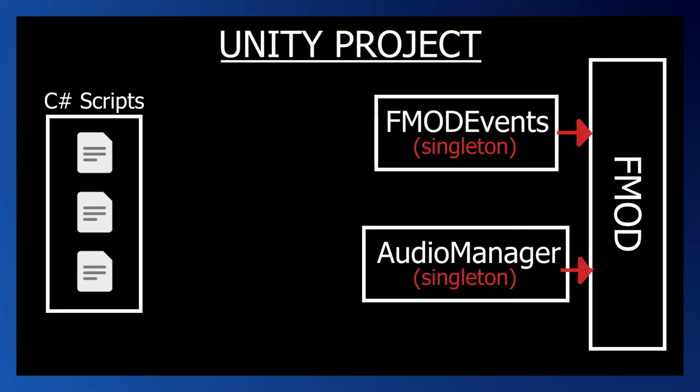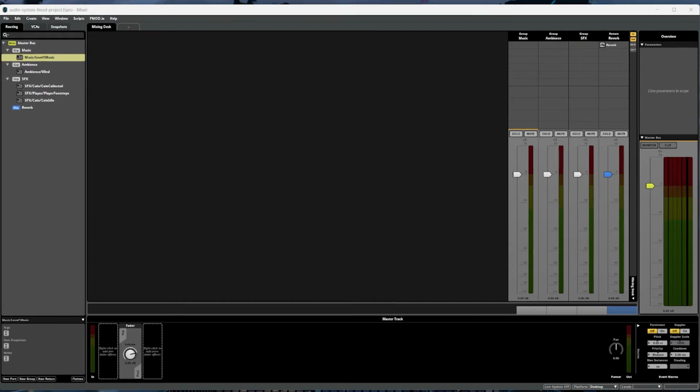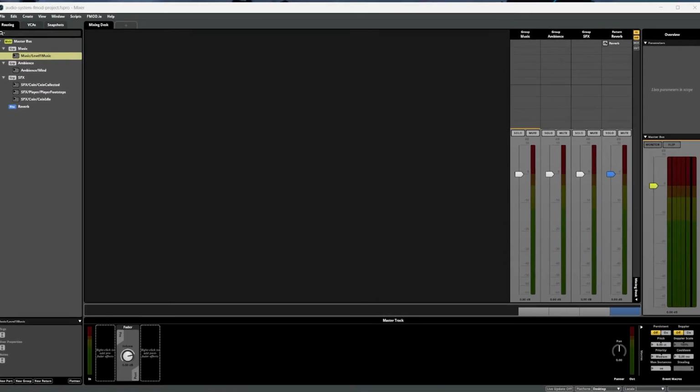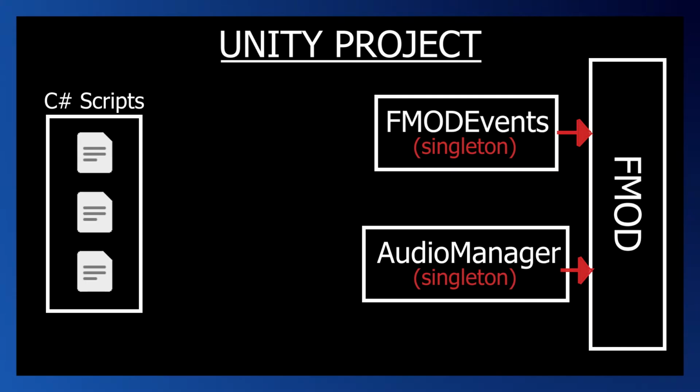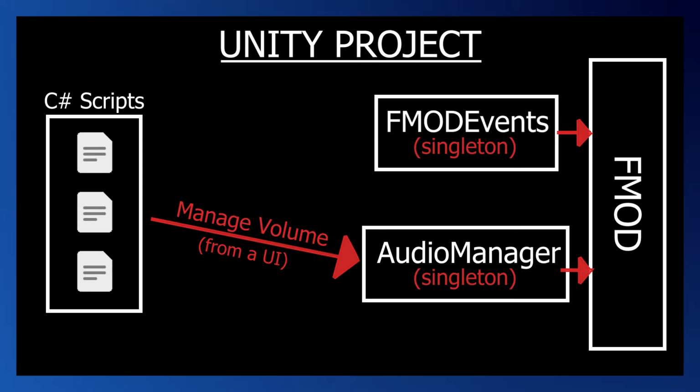And last, to allow volume control within the game, FMOD has a mixing section that we're going to set up with different groups for music, ambience, and sound effects. Then we can manage the volume for each of those groups from the audio manager code. From there, we can easily hook up a user interface to control the volume on the audio manager, which will in turn keep those changes in sync with the FMOD groups.